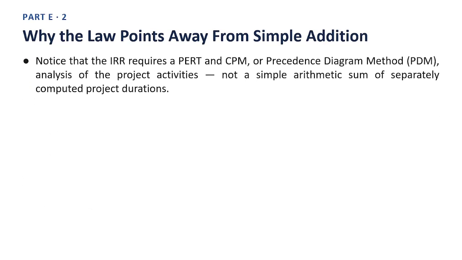Point 1. Notice that the Implementing Rules and Regulations requires a PERT and CPM, or Precedence Diagram Method, PDM, analysis of the project activities, not a simple arithmetic sum of separately computed project durations. Point 2. PERT, CPM and PDM are scheduling techniques built specifically to show which activities can run in parallel, concurrently, and which activities must run in sequence because one depends on the completion of another.